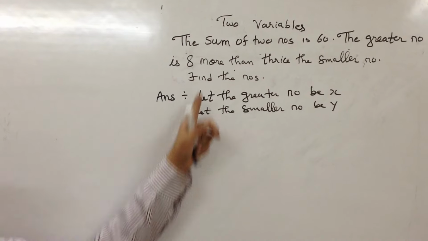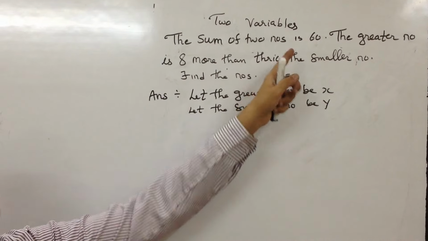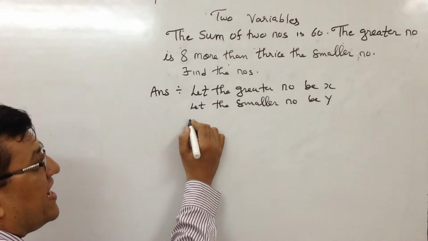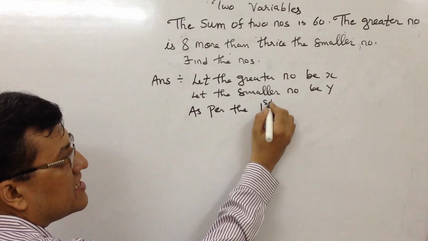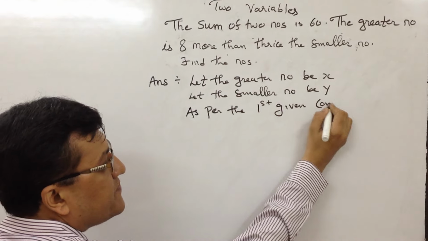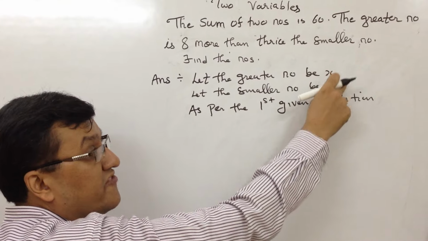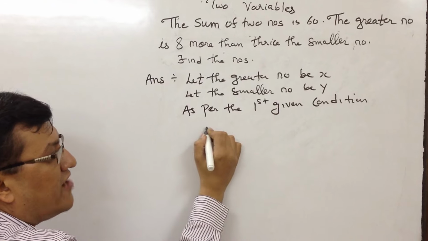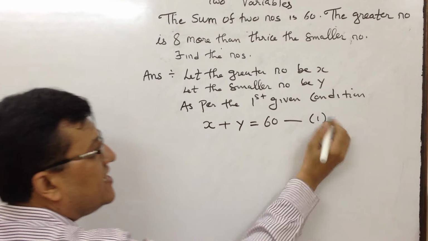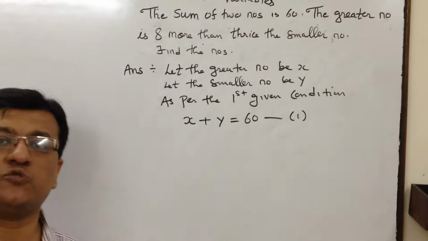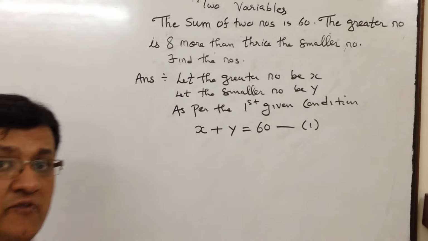When I say so, you can look at the very first condition. Sum of two numbers is 60. So I can say, as per the first given condition, sum means addition of these two numbers which I have taken, x and y, happens to be 60. So our first condition is very simple. x plus y is 60. Let this be equation number 1.